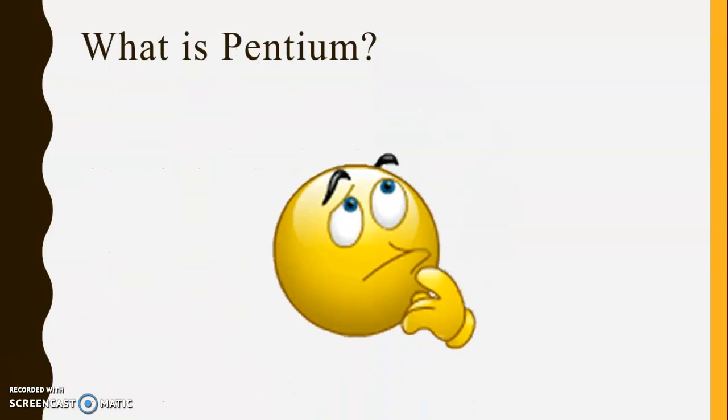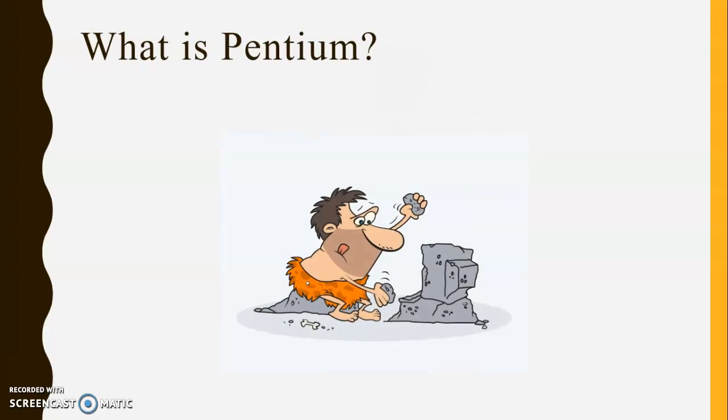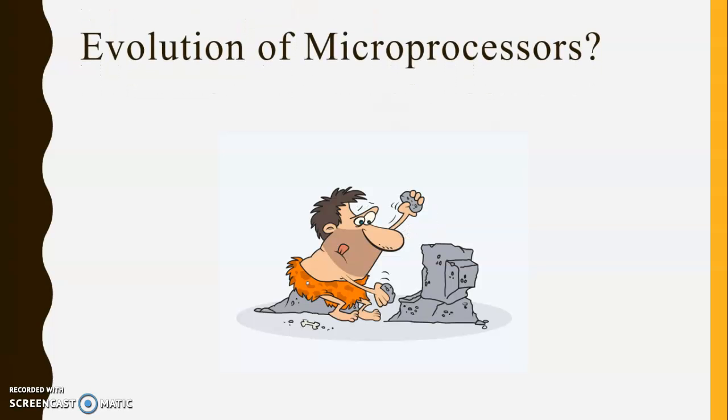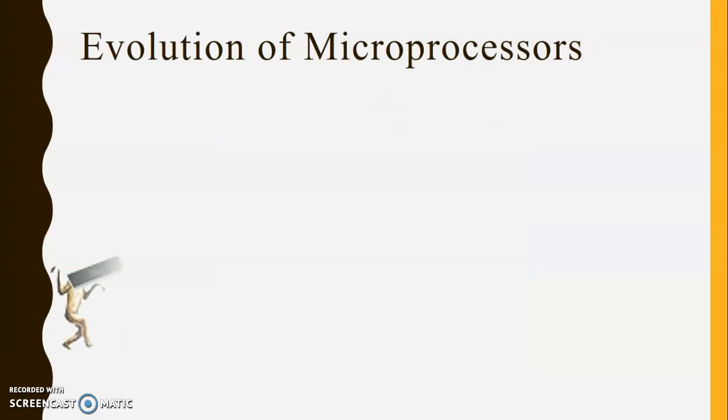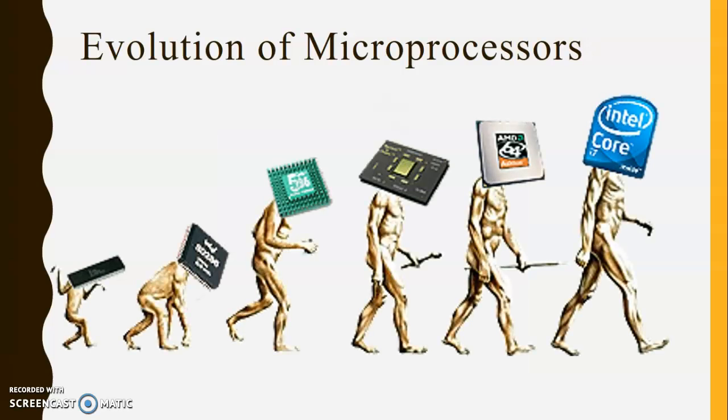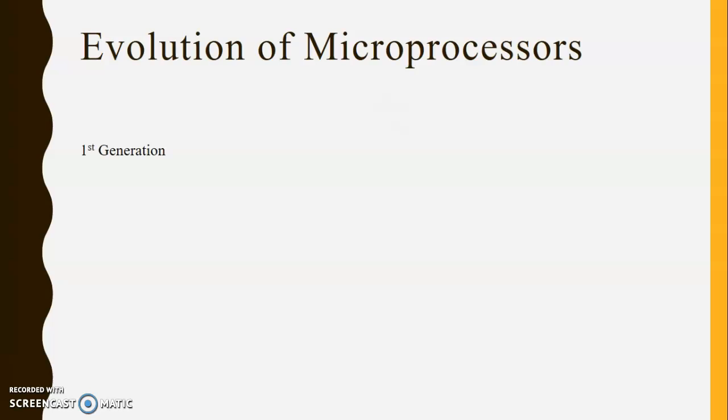So the question is, what is Pentium? Let's go back in history and search the answer. By history I mean we have to see the evolution of microprocessors. So we have to first see the first generation microprocessor, the example for which is Intel 4004. It was the first microprocessor introduced by Intel.